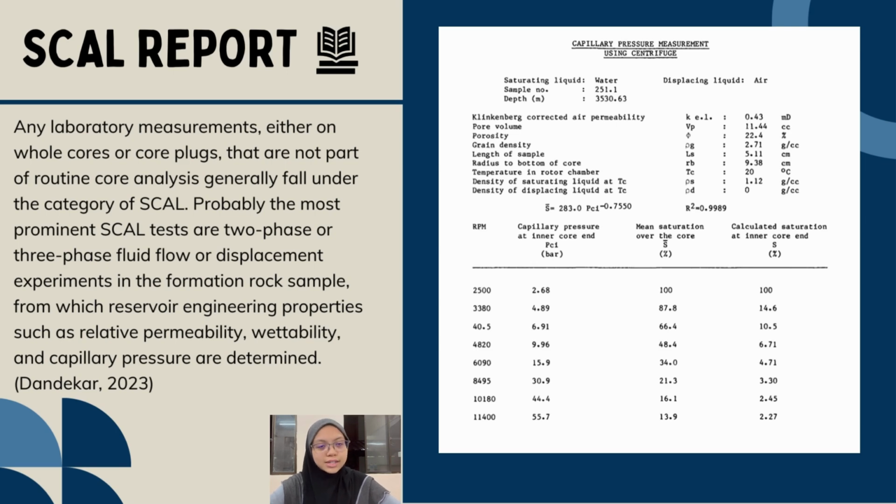A special core analysis report, which we can call a SCAL report, covers any laboratory measurements, either on whole cores or core plugs, that are not part of routine core analysis. It will measure properties of rocks such as relative permeability, wettability, and capillary pressure. As you can see, we use the sample data to measure the relative permeability curve.